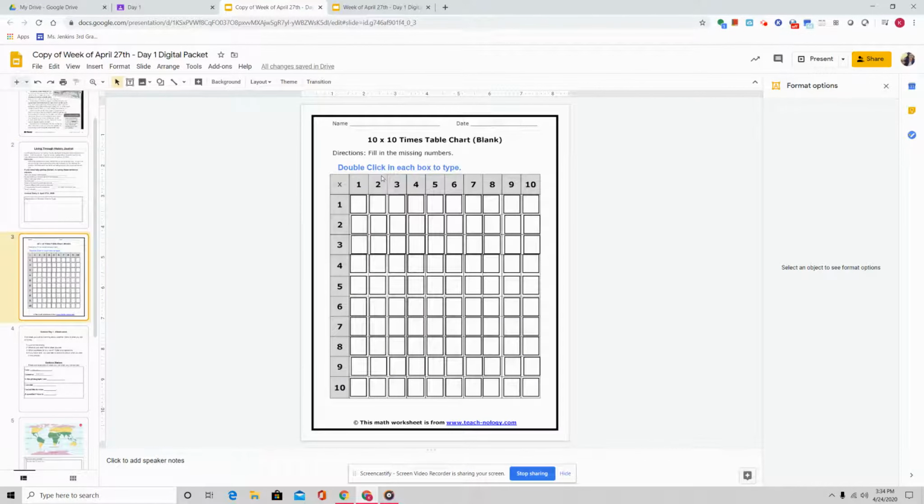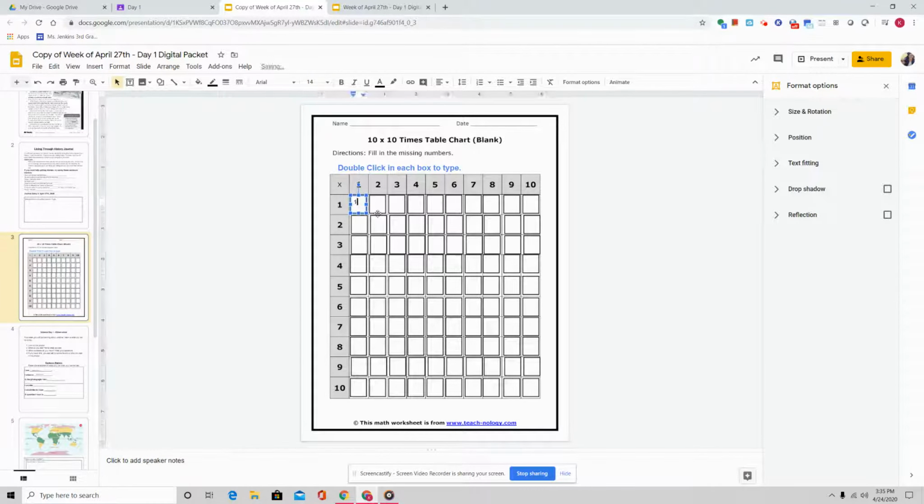So now we're gonna go to math. So this is pretty basic. If you need help, you can find it online, but this is a multiplication chart. So for instance, 1 times 1 equals 1. Now, 2 times 1, so 2. Oops, messing up today. 3 times 1 is 3. So then go do that.